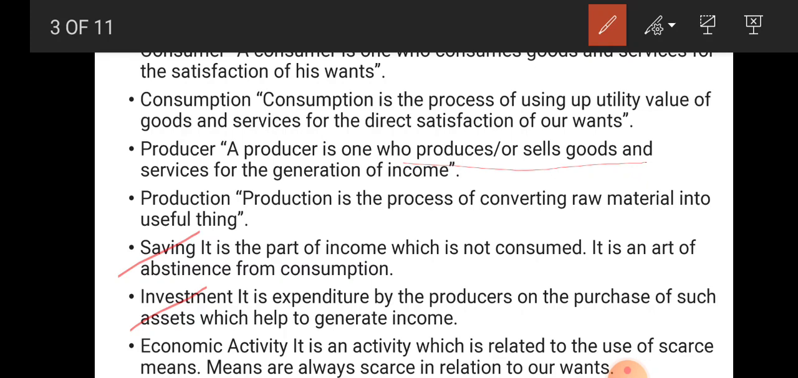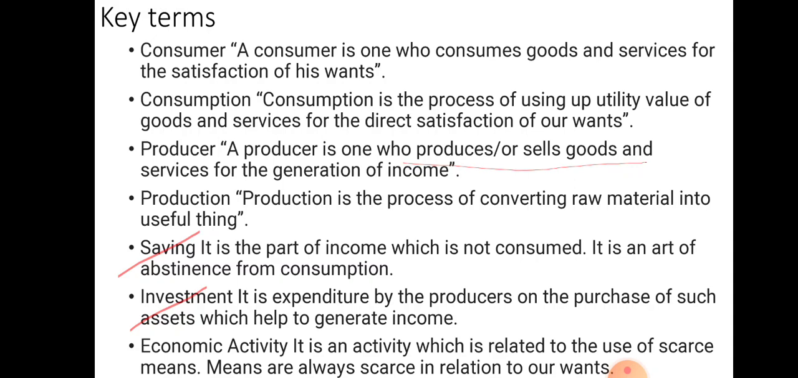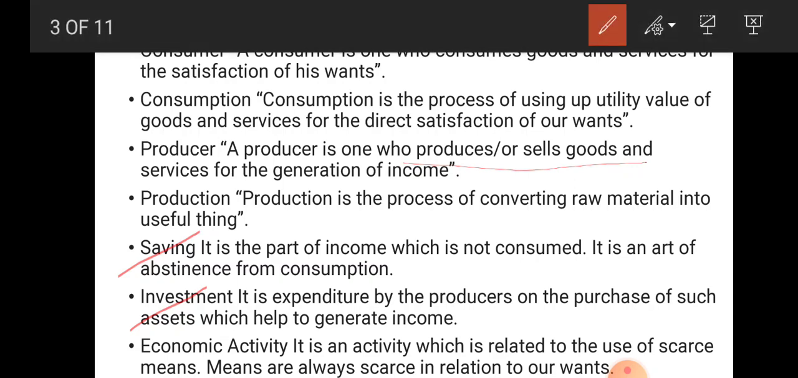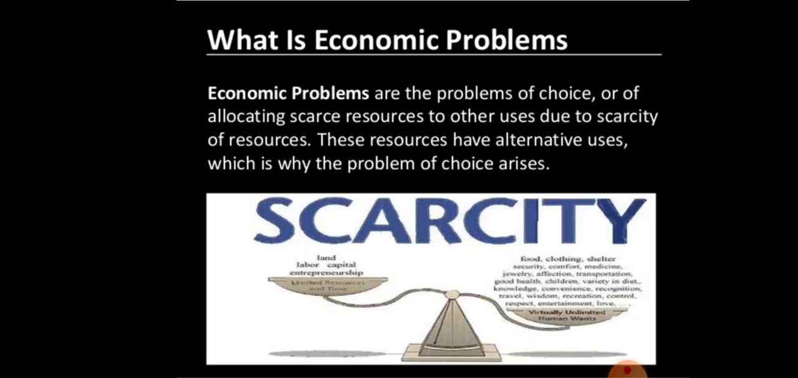You see, we have so many wants at the same time, but we cannot satisfy all our wants, because the resources are not available in sufficient amount. Resources are always scarce. So here we have got a new concept, and what is that concept? That concept is scarcity of means, or scarcity. Okay, now let's go to how scarcity keeps the economic activities ongoing.